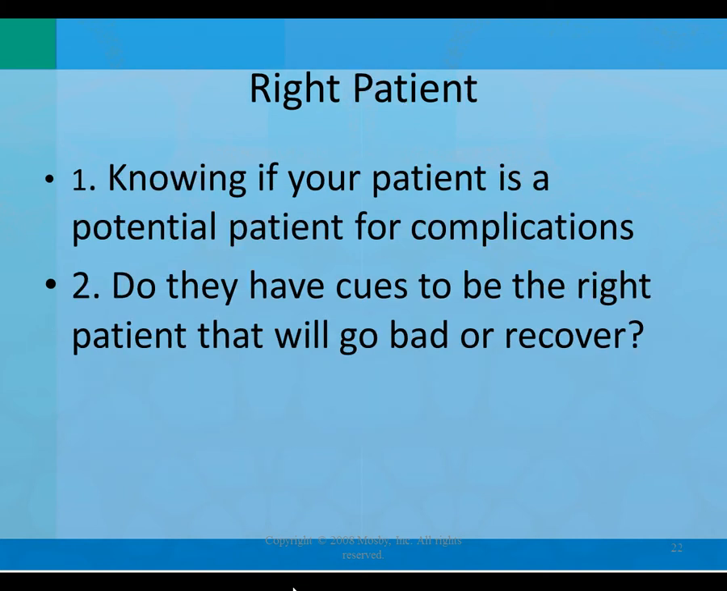The right patient. Knowing if your patient is a potential patient for complications. Knowing that when a patient comes in and they've got a certain disease process that it sets them up, let's say they come in with sepsis. Oh, I know that septic patients can go into DIC real quick. I know that septic patients can go into ARDS. And that you look for those clues ahead of time, not when they are down the road going to ICU, but that you've caught on to those things ahead of time and done all you could to help them get better. Do they have cues to be the right patient that will go bad or will recover?